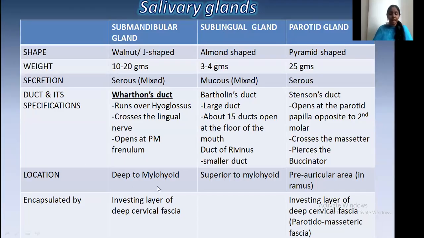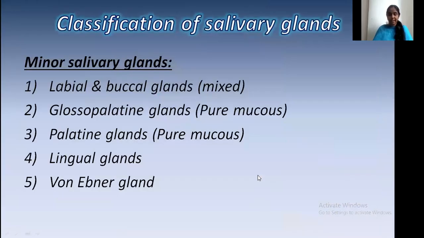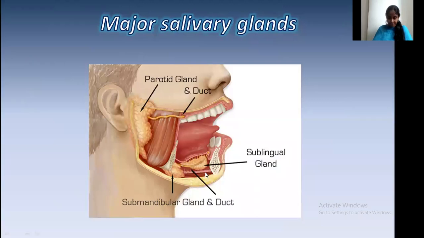Location of the submandibular gland is deep to the mylohyoid muscle. Sublingual gland is superior to the mylohyoid muscle. If you can see in this image, the mylohyoid muscle is not given here, but the mylohyoid muscle will be roughly here in this area. Inside or deep to the mylohyoid muscle is the submandibular gland. Superficial to the mylohyoid muscle will be the sublingual gland.